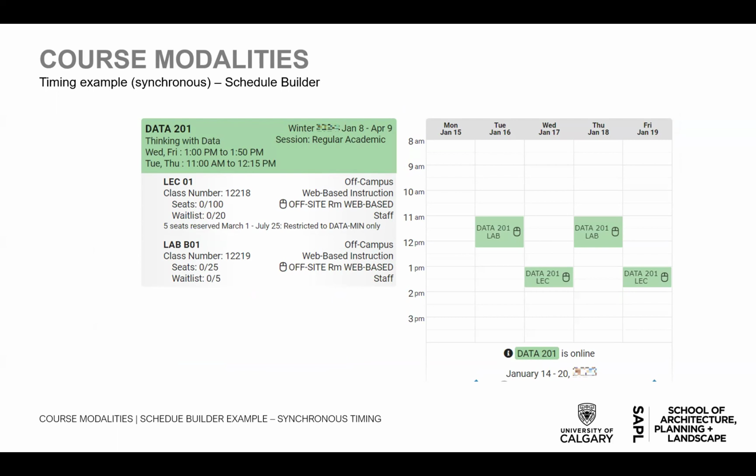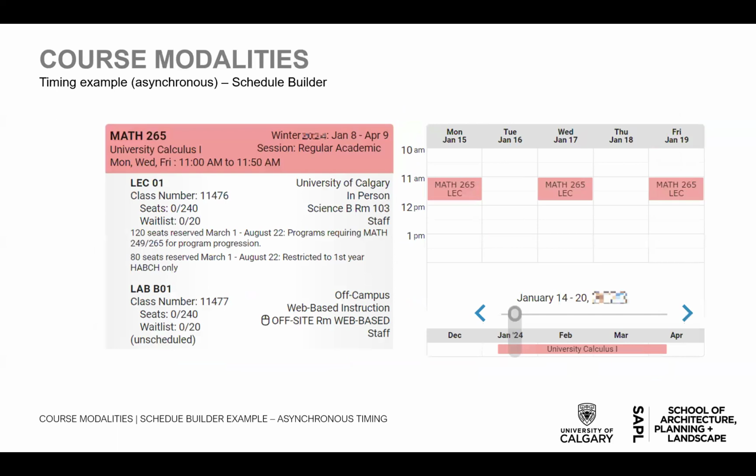Here on Schedule Builder, the top left-hand corner shows times for Data 201's lecture and lab components. On the right shows a time blocked off for each relevant synchronous component of this class. Now, on Schedule Builder again for a different class, the top left-hand corner shows only the lecture time because the lab is asynchronous. On the right shows no time blocked off for the asynchronous component of this class.